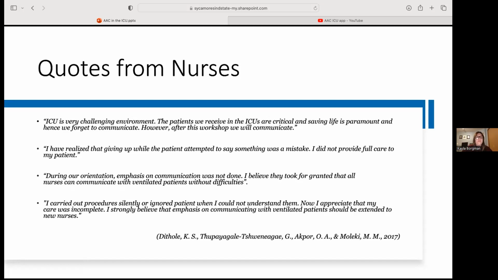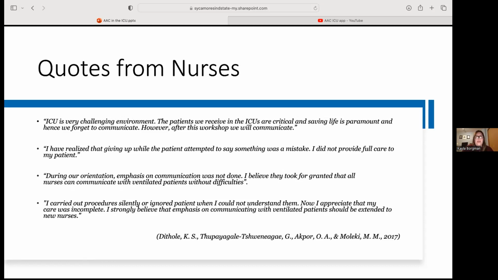So here are some direct quotes from nurses that have participated in this workshop from this specific research study. The ICU is a very challenging environment. The patients we receive in the ICUs are critical, and saving life is paramount, and hence we forget to communicate. However, after this workshop, we will all communicate. I have realized that giving up while the patient attempted to say something was a mistake. I did not provide full care to my patient. During our orientation, emphasis on communication was not done. I believe they took for granted that all nurses can communicate with ventilated patients without difficulties.